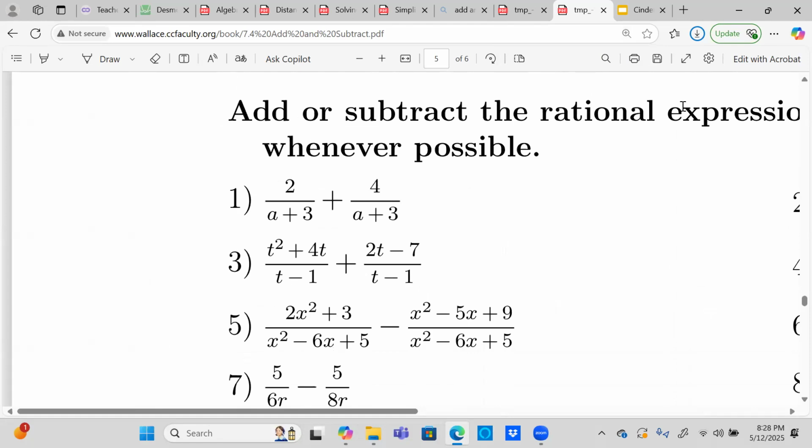Looking at number one, look at the denominator. A plus 3, A plus 3. We've got a common denominator. So you are going to keep that common denominator and then add across the top. So that'll be 2 plus 4 over A plus 3, which will give us 6 over A plus 3. That does not reduce. You're done.